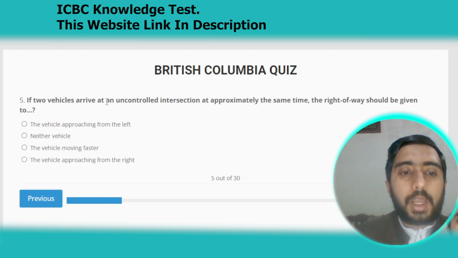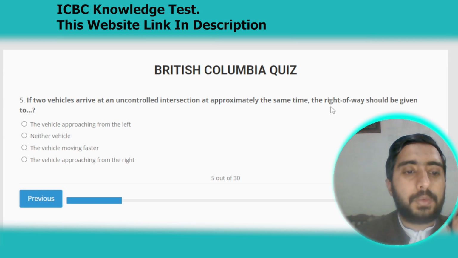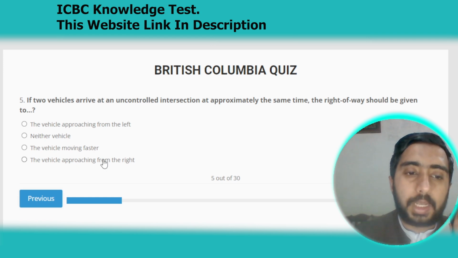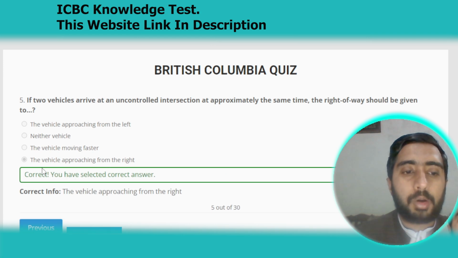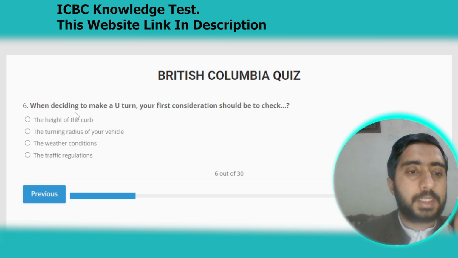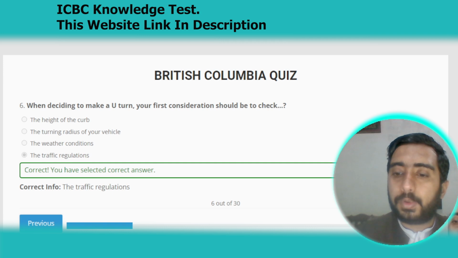Two vehicles arrive at an uncontrolled intersection at approximately the same time. The right of way should be given to the vehicle approaching from the right hand side, which is option D. The correct option is option D. Next one, question 6. When deciding to make a U-turn, your first consideration should be to check the traffic regulations. Option D is the correct one.